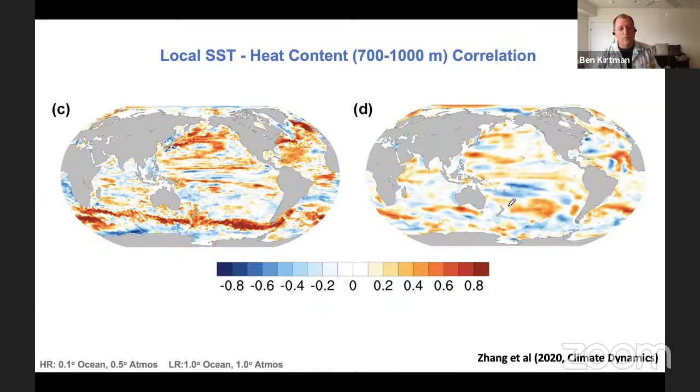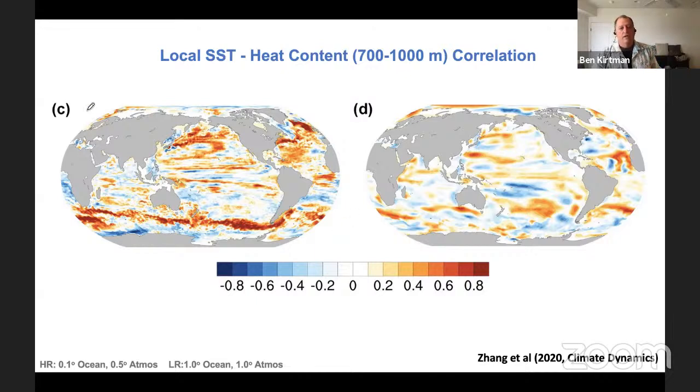Again, on these global scales, just trying to understand what is giving that enhanced persistence. All we're plotting here is a really simple, point by point, local SST and the temperature from 700 to 1,000 meters. So how much is the deep ocean interacting, if you will, with this very simple metric of that with the surface temperature.